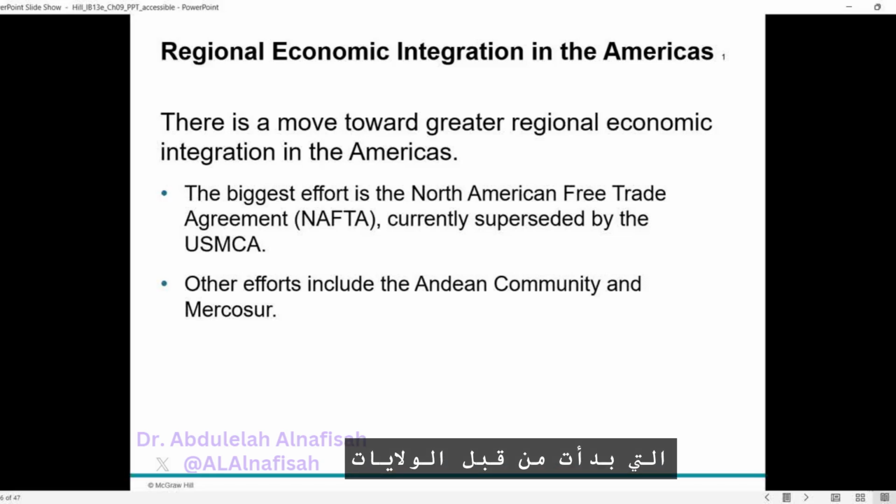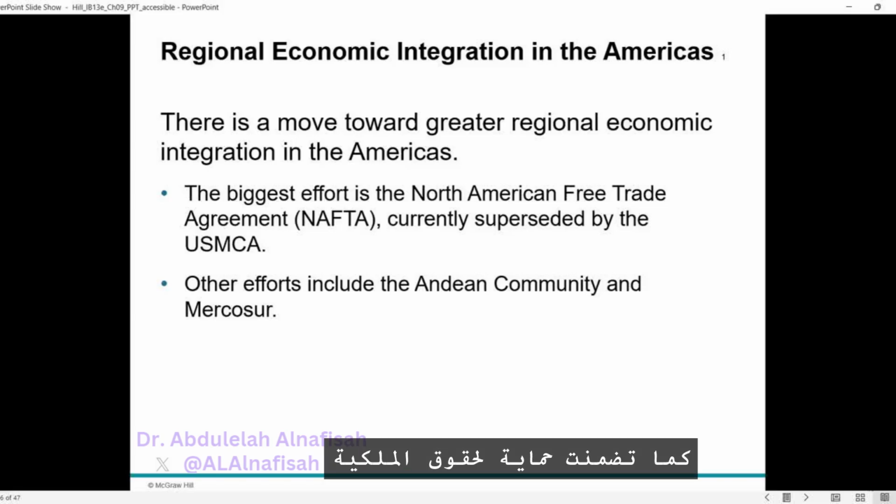NAFTA, initiated by the United States, Canada, and Mexico, took effect on January 1, 1994, after negotiations began in 1991. The agreement aimed to eliminate tariffs on 99% of goods traded among the three countries by 2004, and to facilitate the cross-border flow of services, especially in financial sectors.